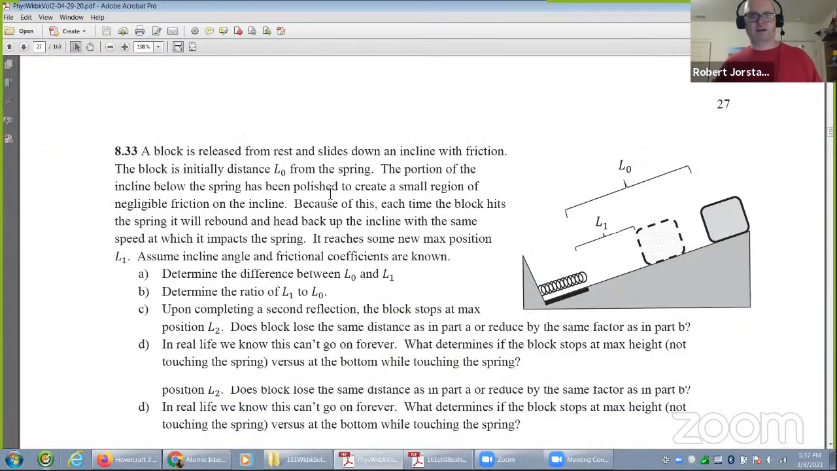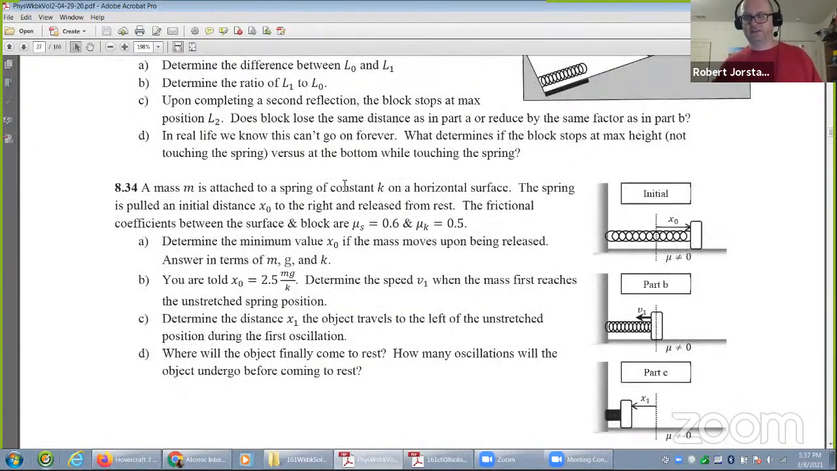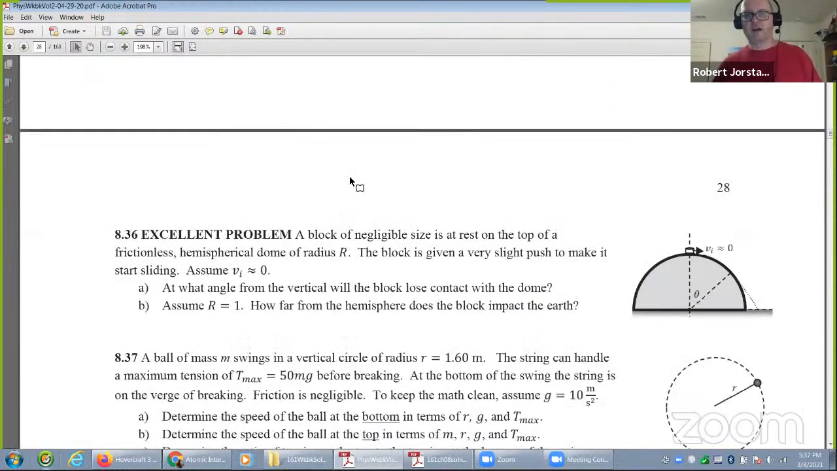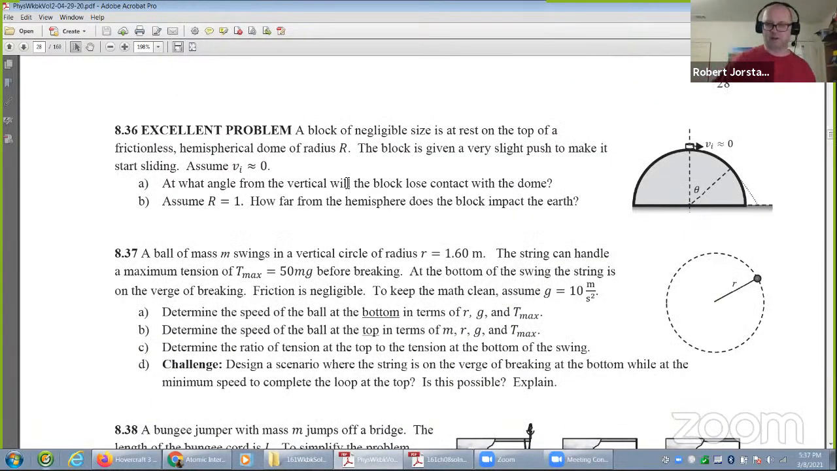Here's another block on a ramp. All right, cool. You can see that springs, there's a number of spring problems here. All right, let's get to this page and we're almost to the break. Hang in there. I swear we're almost there, people.